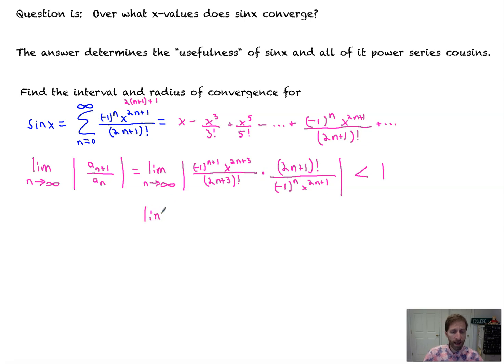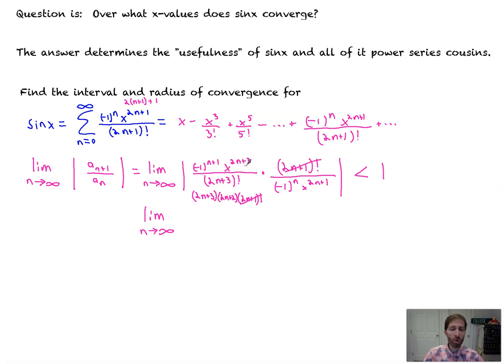We're going to get the limit as n goes to infinity of, you've got the n terms here. This is 2n plus 1 factorial. This is 2n plus 3 times 2n plus 2 times 2n plus 1 factorial, right? Subtracting each one by 1 as we go to the next one. Those divide out. Now, why is that important? Well, that leaves us with a nice limit to take. We've got x to the 2n plus 3 over x to the 2n plus 1.